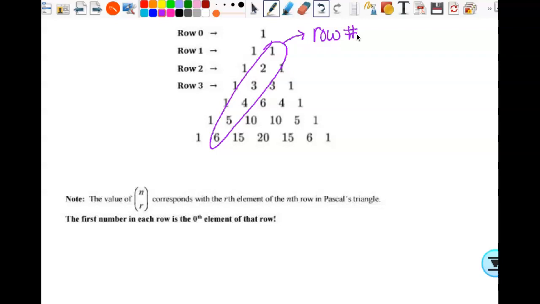And each number in the row is called an element. So we start with the 0th element, which is a weird thing to say, but so this is element 0, element 1, 2, 3, 4, 5, 6. So there are 7 numbers, but 6 elements because we start with this 0th one. And the value of n things chosen r at a time. Okay, that's what we're talking about with the combinations, like trying to pick 5 people on a basketball team. Or with the rth element in the nth row.